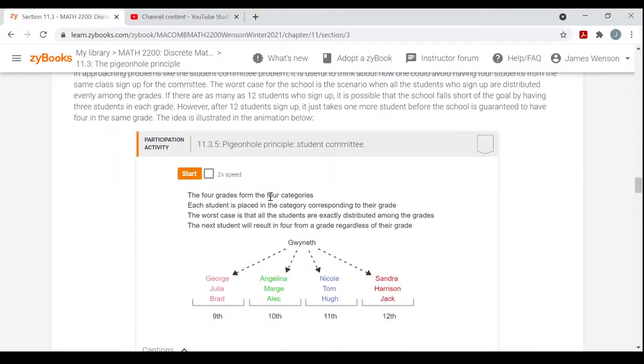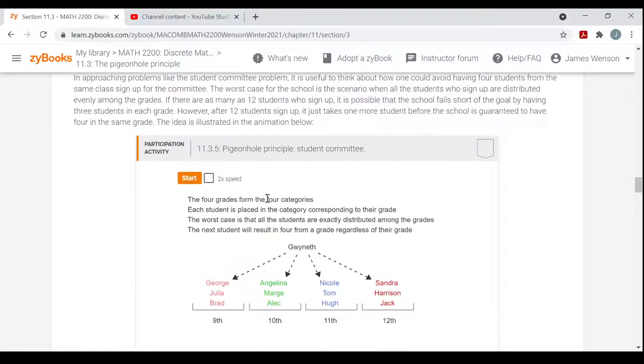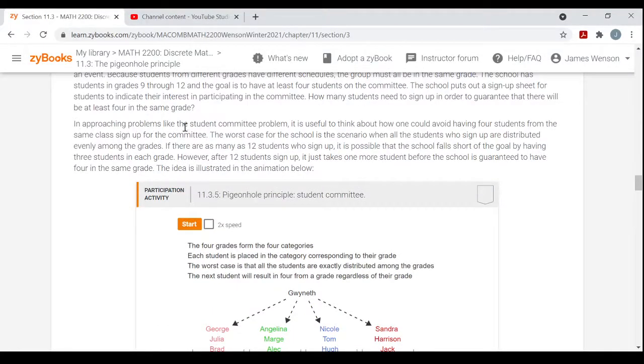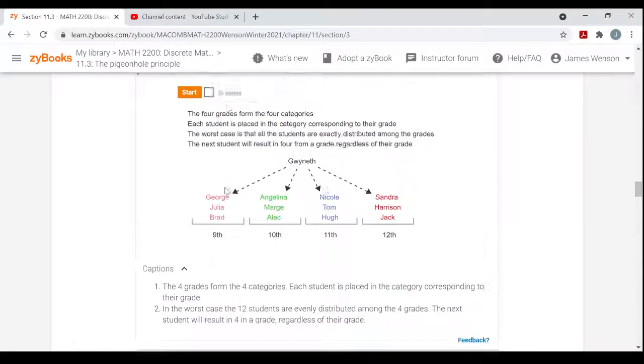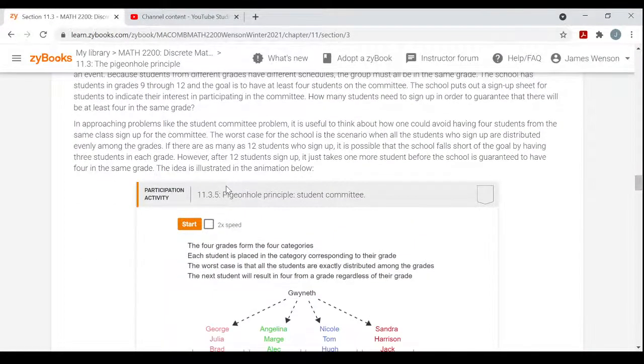So you have to answer questions like this. So here, in the approaching problems, this is like the converse. You're just going backwards. You want to know how many elements need to be in my domain in order to guarantee that so many elements map to the same thing in the target.